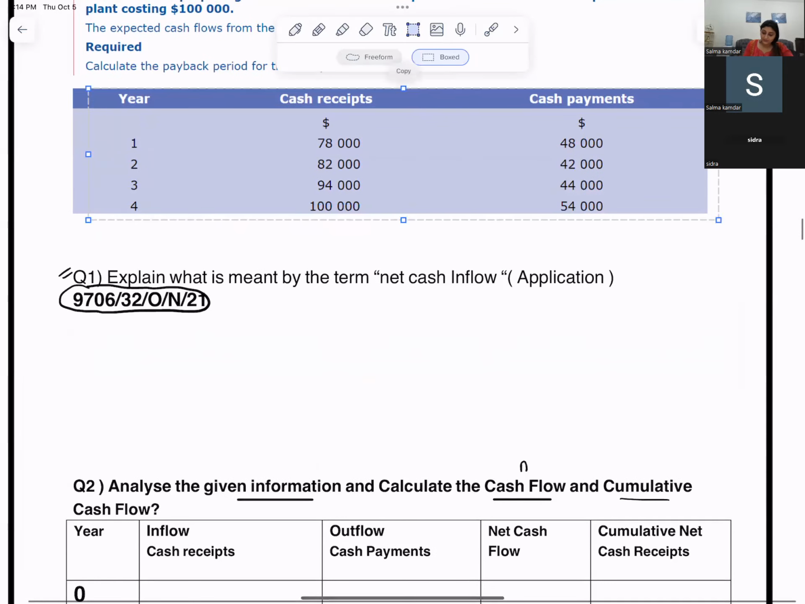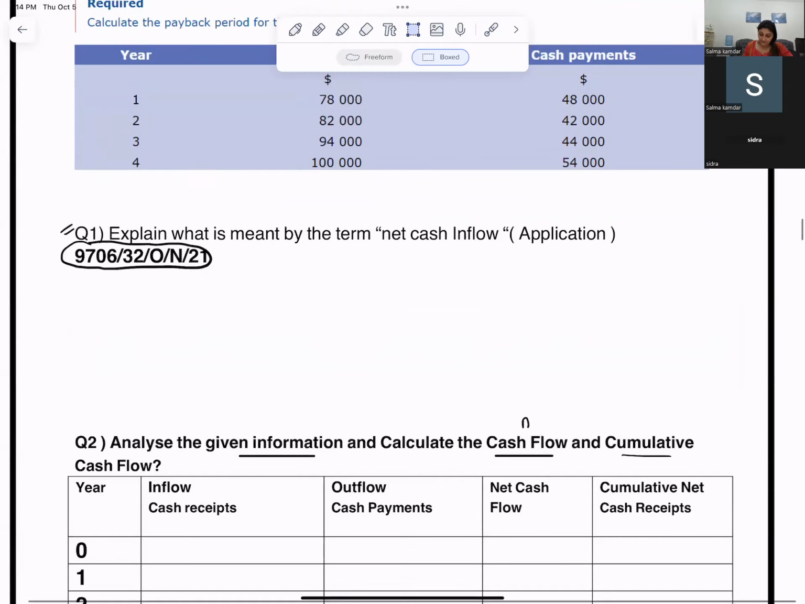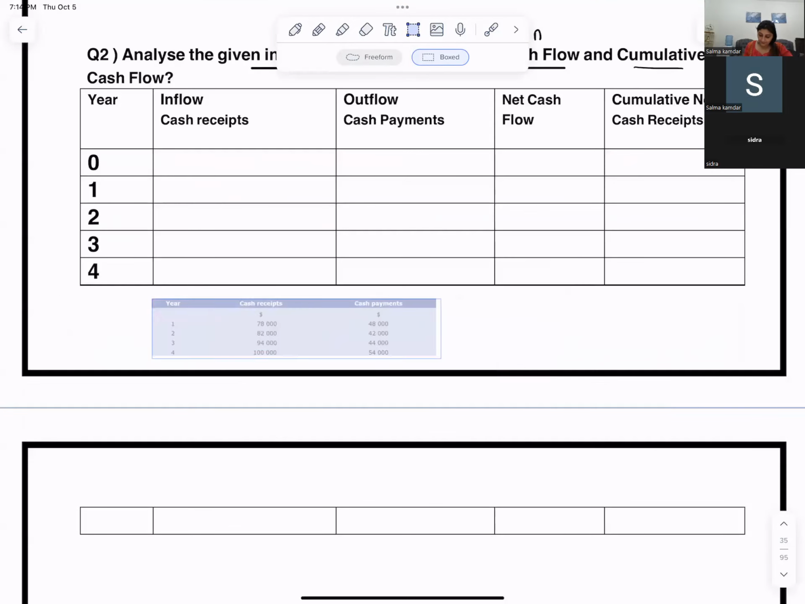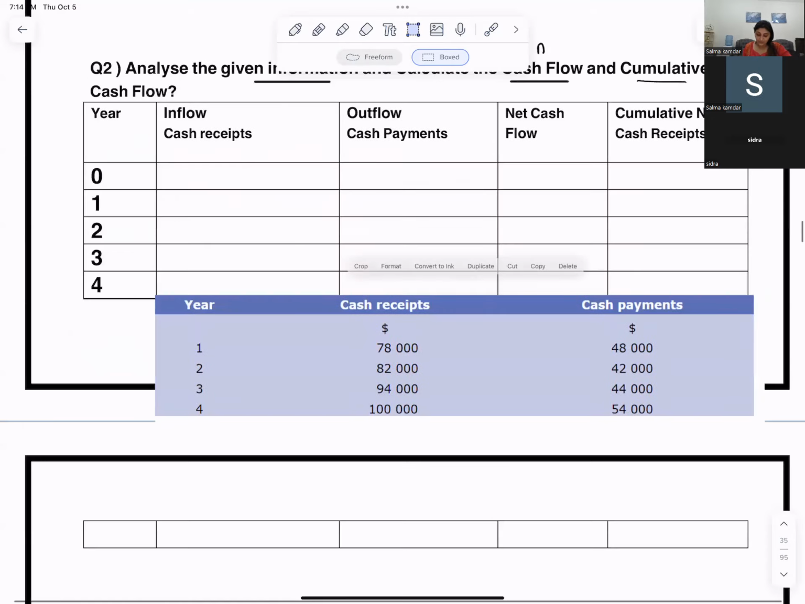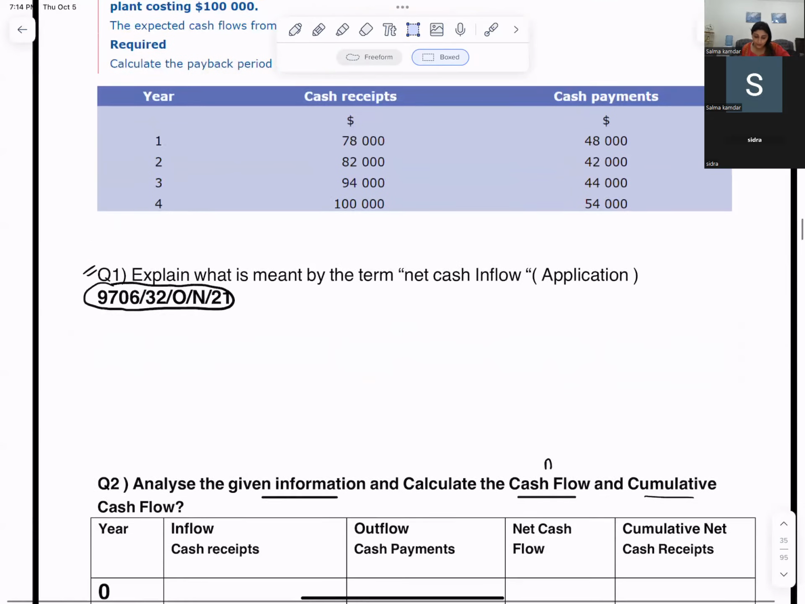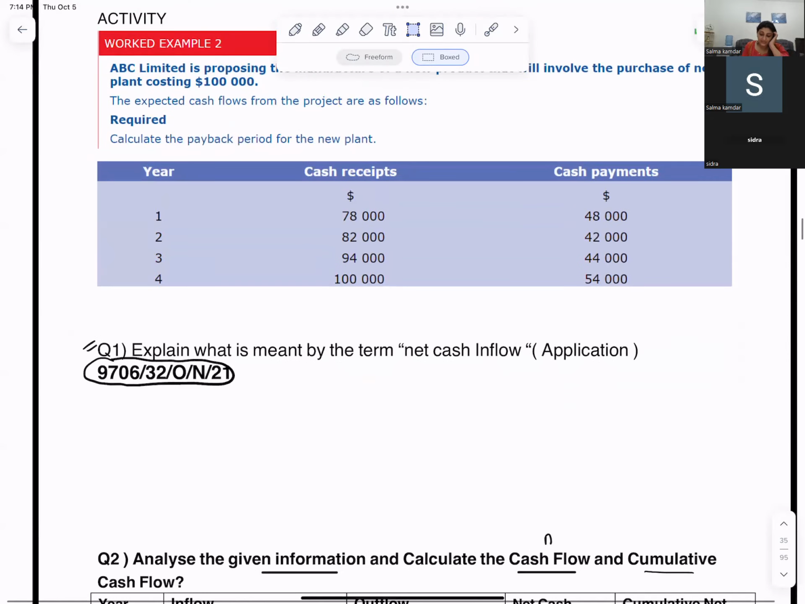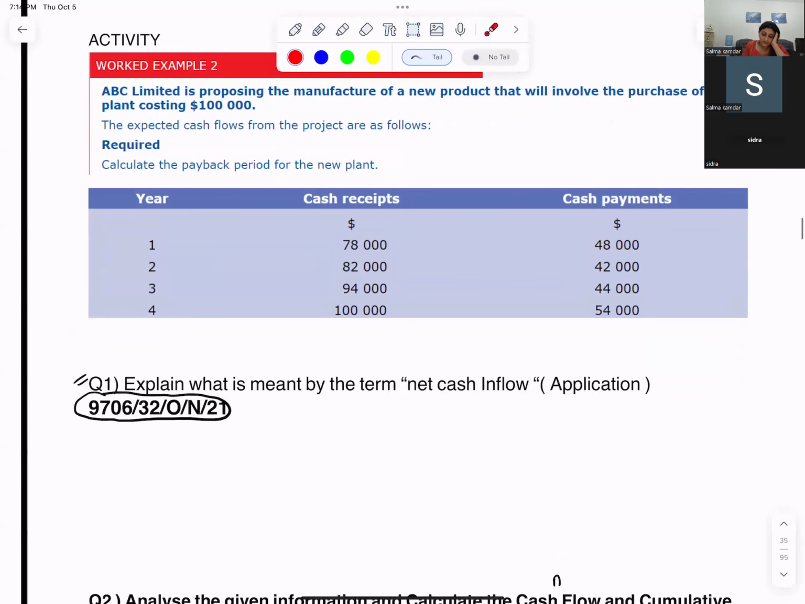How many years do you have? You have 4 years. Okay. Can you please read the question? ABC Limited is proposing the manufacture of a new product that will involve the purchase of new plant costing $100,000. So you are going to purchase a new plant that is costing $100,000.